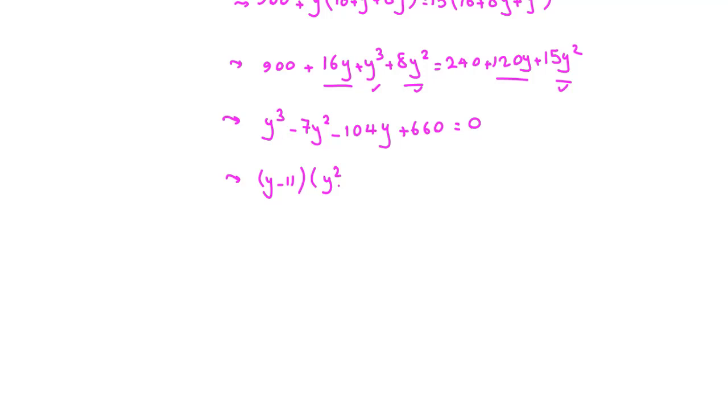Then we have y cubed minus 11y squared. I want to reach negative 7y squared. I place plus 4y. Then y squared will be okay, minus 44y. Then you need to reach negative 104, so you need negative 60. And at the end, plus 660 equal to 0. So first one is 0, or second one is 0.